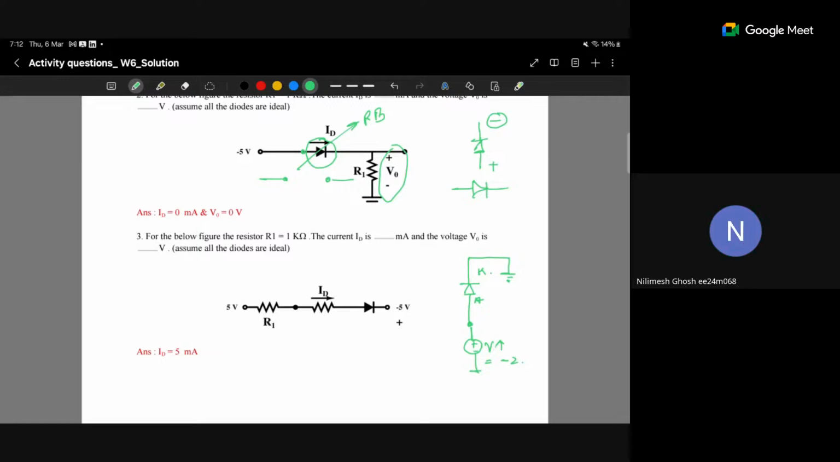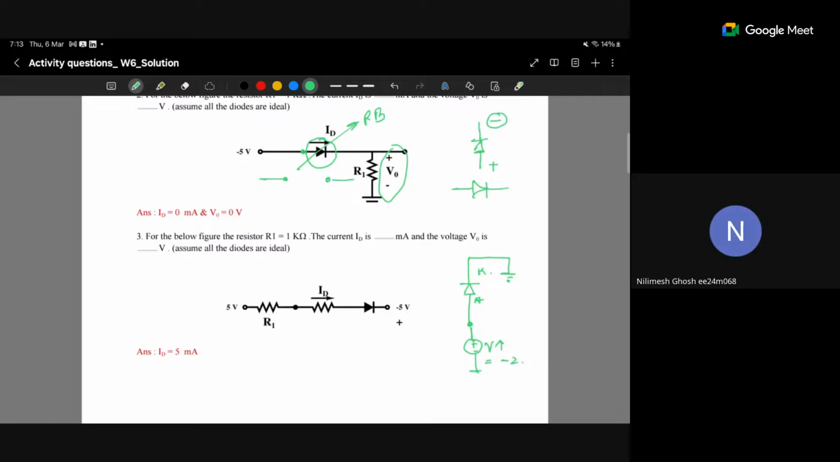Hello Rahul, you are not audible. Hello, sir, I am just saying that the cathode part is earth. Yeah, it's grounded. So there will be 0 voltage at the cathode side and -2 at the anode side. Exactly. So current will not flow.